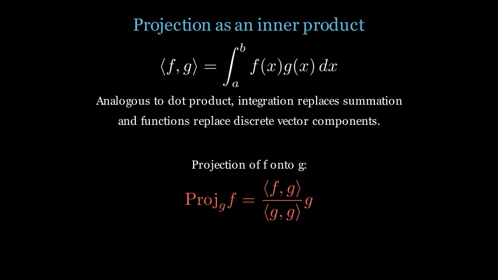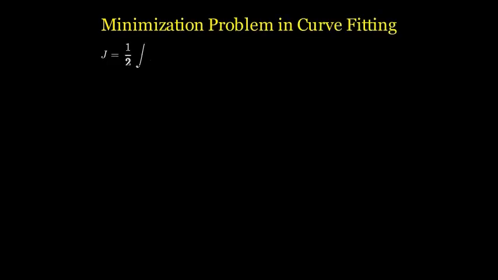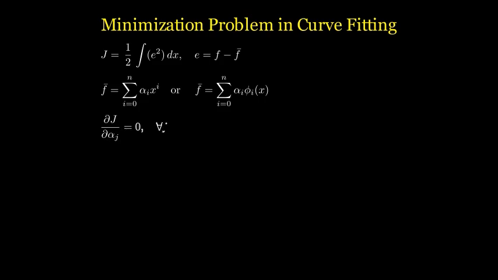Now, how do we use this? We form a minimization problem to be used as curve fitting. So we take the formal definition of the L2 norm and then square it and divide by 2 to form a potential. Now potential J is half of integral E squared dx, where E is f minus f bar. f bar is our approximation and f is the exact function. f bar can be alpha_i x to the power i, which we have been using till now, or it can be some general basis function, phi_i.